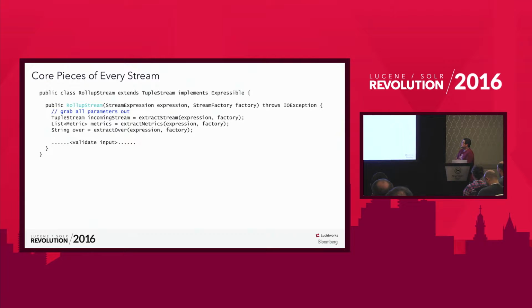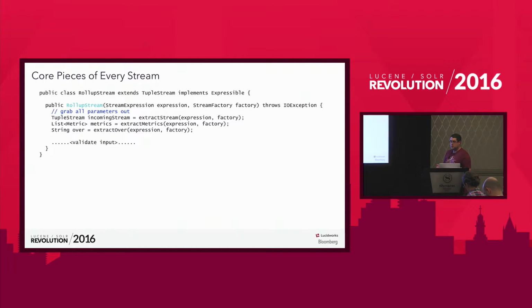So the first thing we want to do is pull all the parameters out. And for brevity on the slide, I extracted these out to other private methods that we'll take a look at in a second. But first, we want to get the incoming stream. So this is sort of clear that the rollup stream is expecting a stream to come into it. So it is not a stream source. It's not touching a data store. It's expecting there to be a stream that it can get the next record out of. And then it's expecting some list of metrics. It doesn't care how many. And then it's looking for the over parameter, because the rollup expression, you need to know what field or fields you're going to do your rollup over.